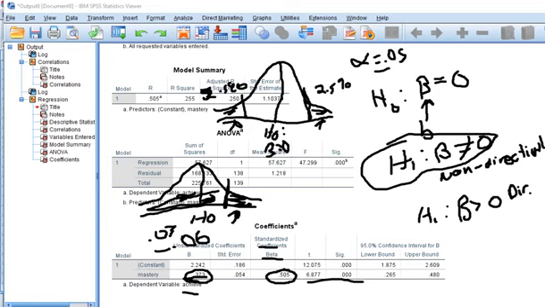Now, there is another possible directional hypothesis, which is that the population regression coefficient is less than 0. In this case, if we were using our t-distribution, we'd be testing in the lower tail and against the null hypothesis. So if our sample estimate puts us out in the region of rejection down here, then we would reject the null hypothesis. If our sample estimate puts us in this area, then we would maintain the null.